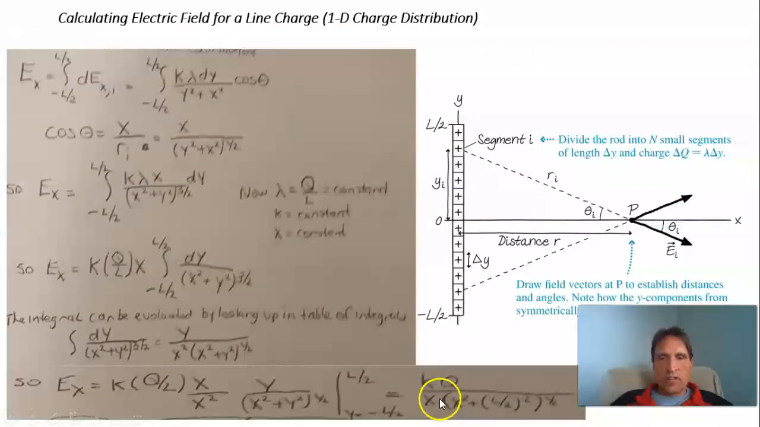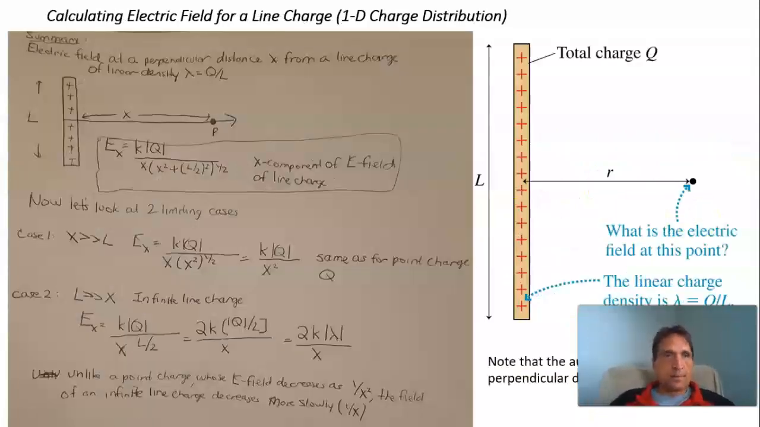And we get this as our electric field. Okay. So we have now solved for the x component of the electric field at some distance x, which the author calls r, from the center of a wire. The field points perpendicular to the wire in the x direction. So this is our end result.